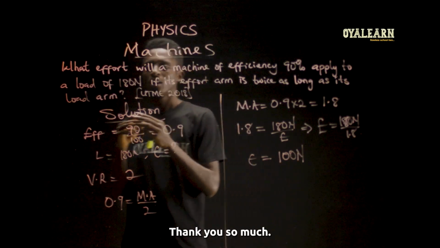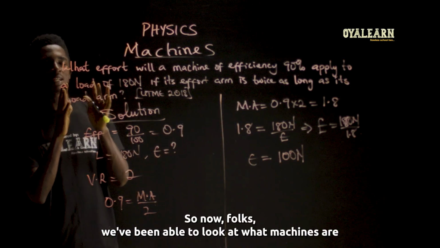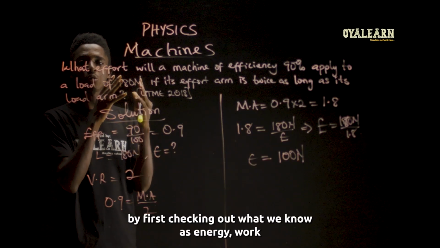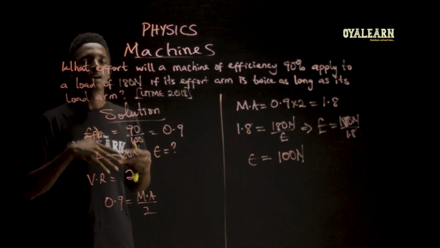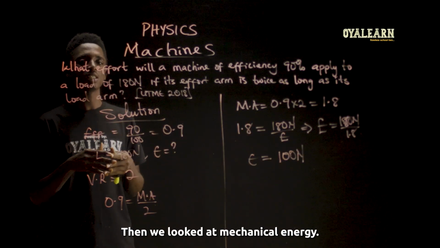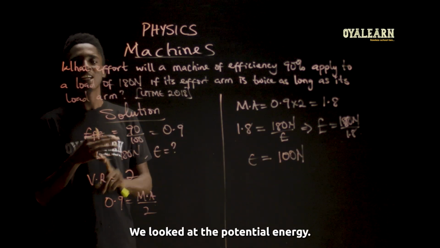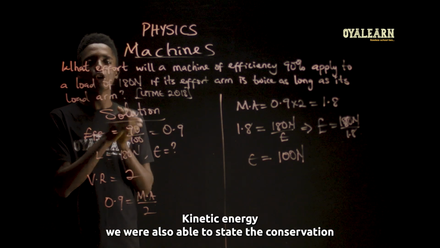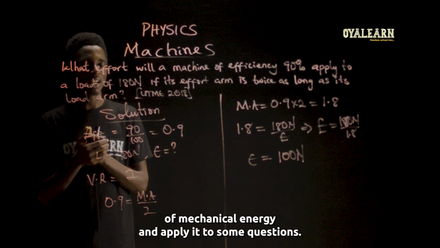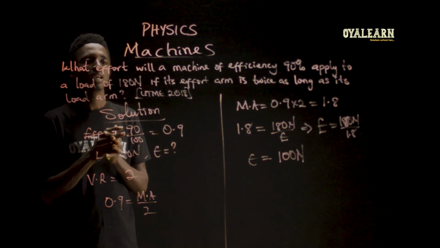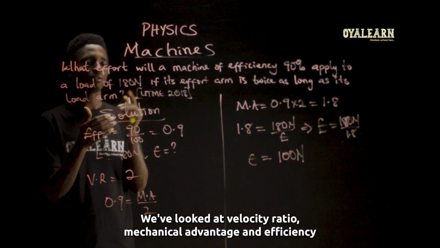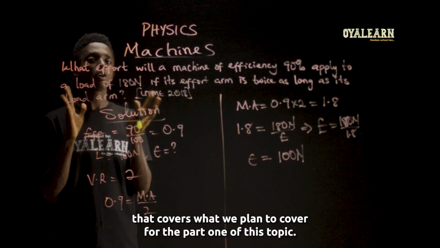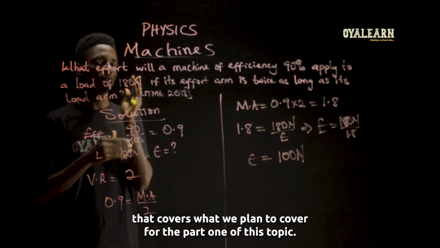Thank you so much. So now, folks, we've been able to look at what machines are. We've looked at it from the eyes of physics by first checking out what we know as energy, work. Then we looked at mechanical energy. We looked at the potential energy, kinetic energy. We're also able to state the conservation of mechanical energy and apply it to some questions. And now we've looked at what machines is. We've looked at velocity ratio, mechanical advantage, and efficiency. That about covers what we plan to cover for the part 1 of this topic.